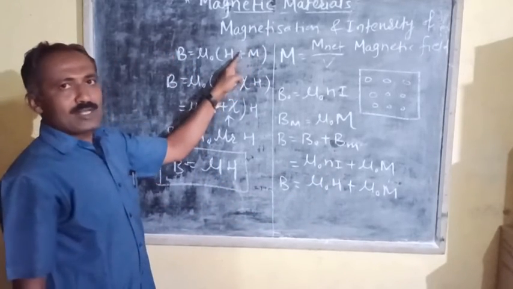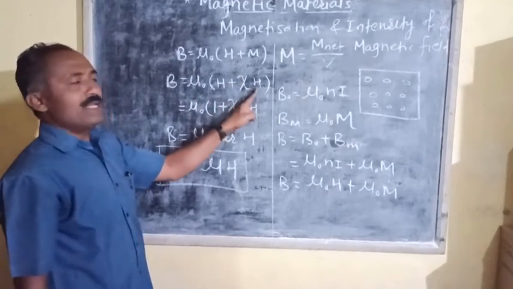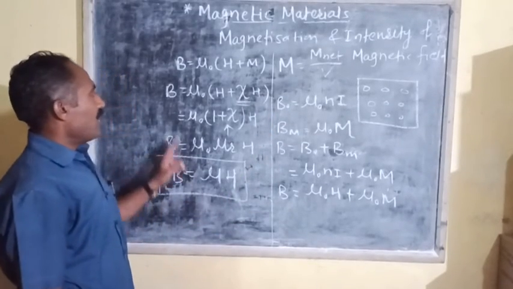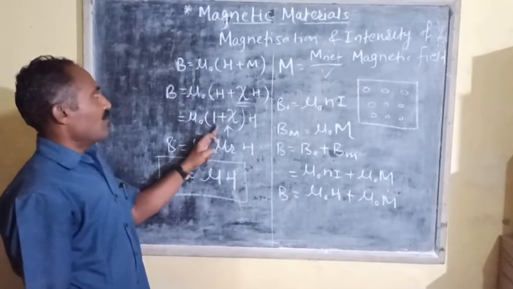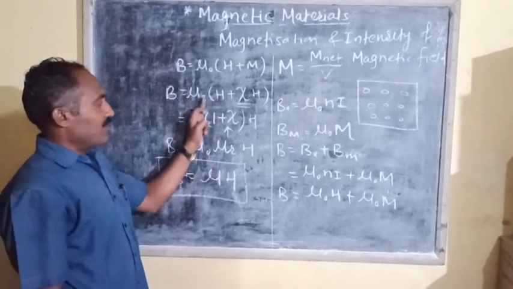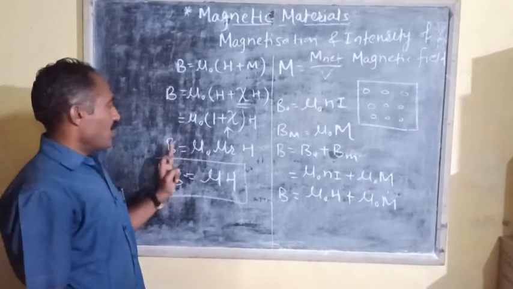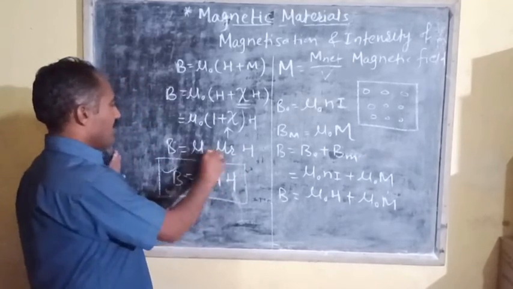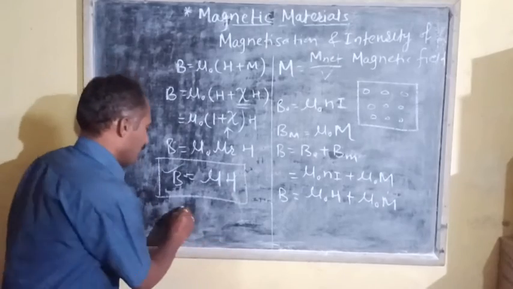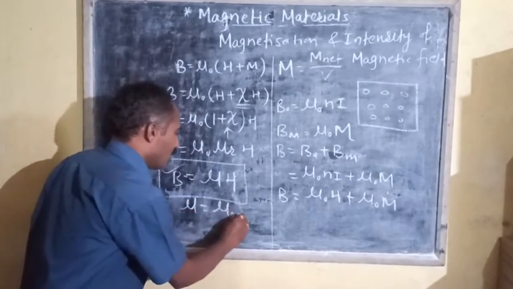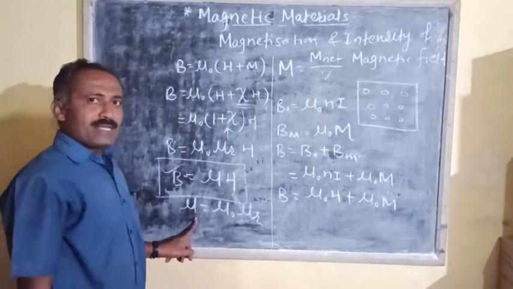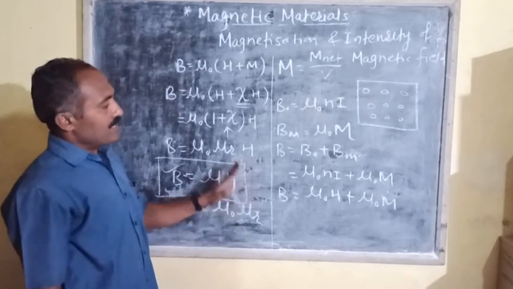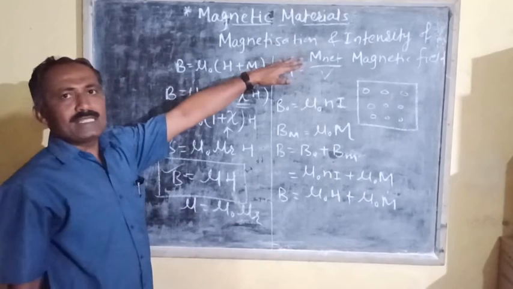Here the magnetization of the material is given by M is equal to Xi into H, where Xi is the magnetic susceptibility of the substance, or we can write B is equal to mu 0 into 1 plus Xi into H, where 1 plus Xi is called the relative permeability, or B is equal to mu 0 mu r into H. In other words, B is equal to mu into H, where mu is equal to mu 0 into mu r, that is magnetic permeability is equal to the product of absolute permeability and relative permeability, and this is the magnetization and intensity of the magnetic field.